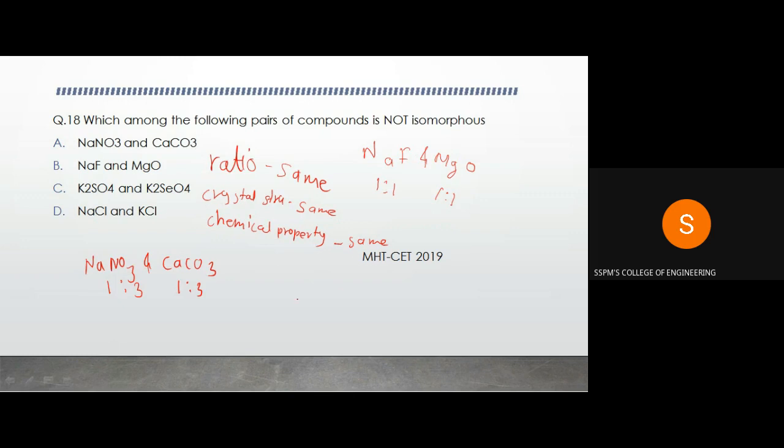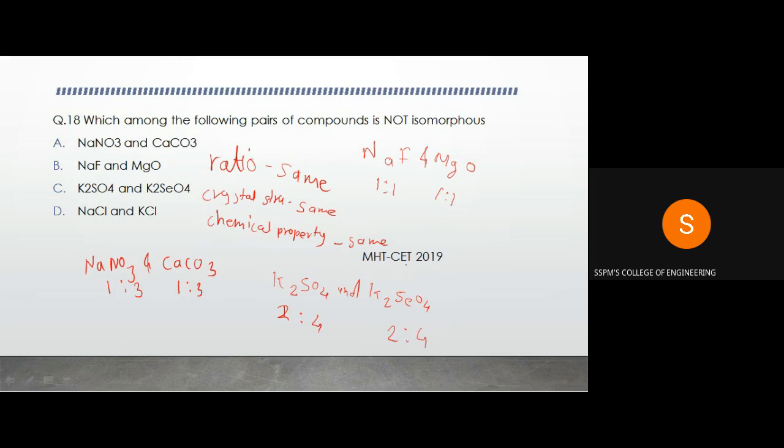Third is the K2SO4 and K2SeO4. So the ratio will be 2:4 and 2:4. In this case, ratio will be same, crystal structure same, chemical property same.